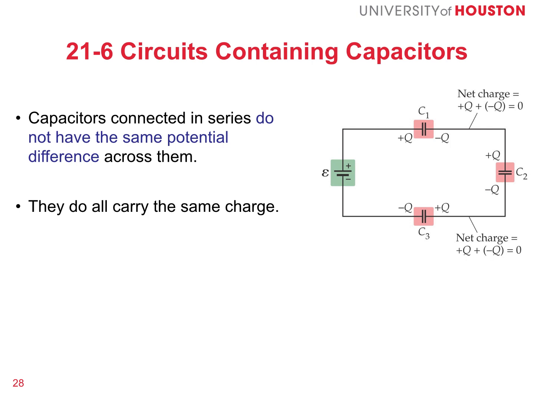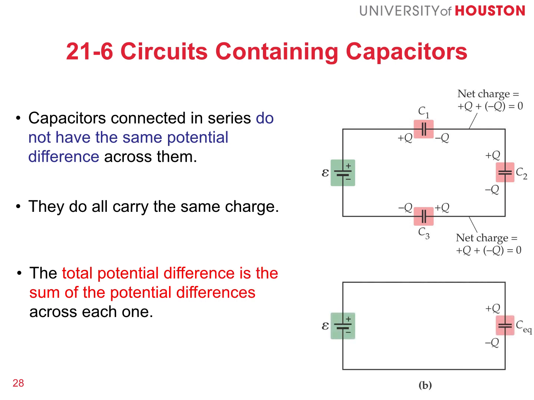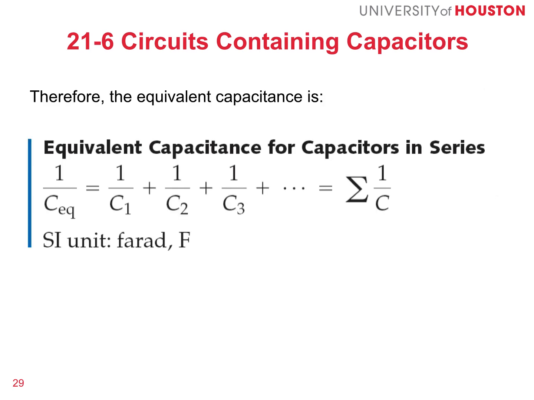The total potential difference is the sum of the potential differences across each of the capacitors, and when one uses that relation, one can determine an equivalent capacitance, which will have the same charge as each of the individual capacitors. The inverse of the equivalent capacitance for capacitors in series is simply the sum of the inverses of the individual capacitances.